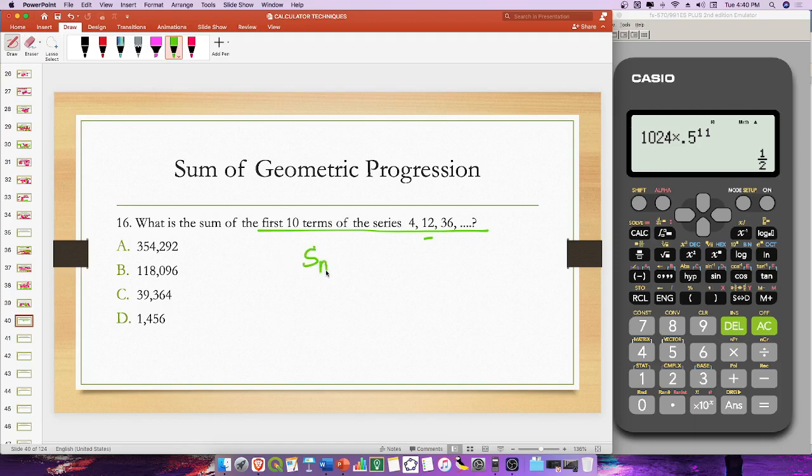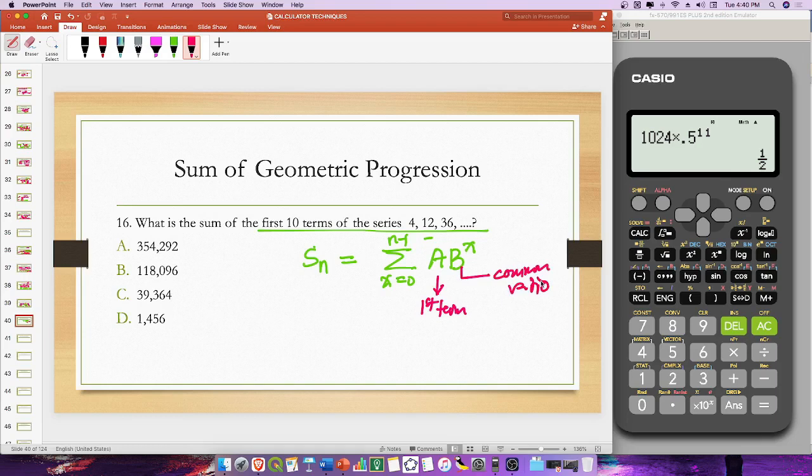So Sn is equivalent, using sigma notation, to the sum of A times B raised to x, where A is my first term, B is my common ratio, and x starts from 0 up to n minus 1. Remember, the upper limit is n minus 1. Take note of that. So let's label A as my first term, and B will be the common ratio.